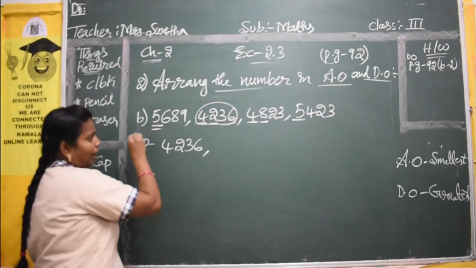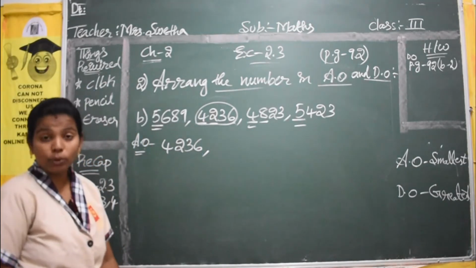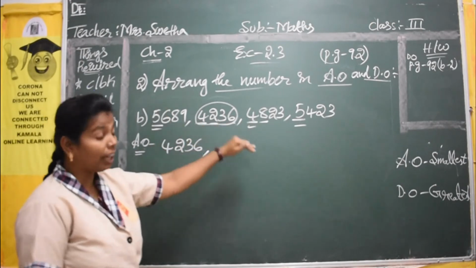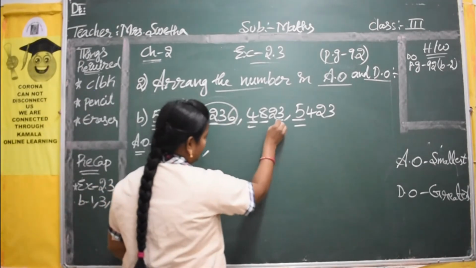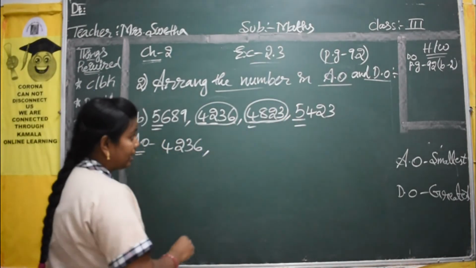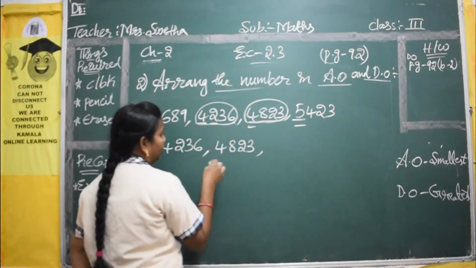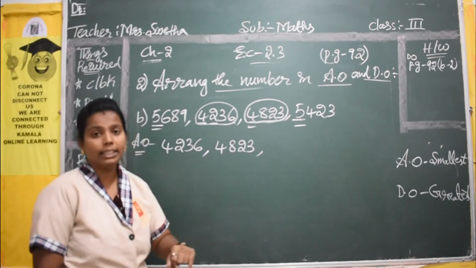Now you have 5, 4, 5. Which is the smallest one? 5, 4, 5. In this 5 and 4, which is the smallest one? Yes, it is number 4. So this complete set will become the second set, 4823. Yes, this 4823 is your second set, children.